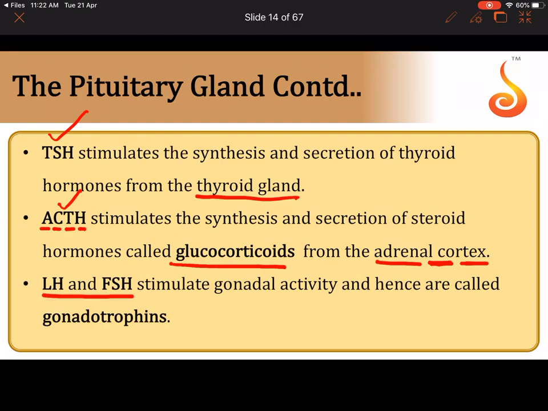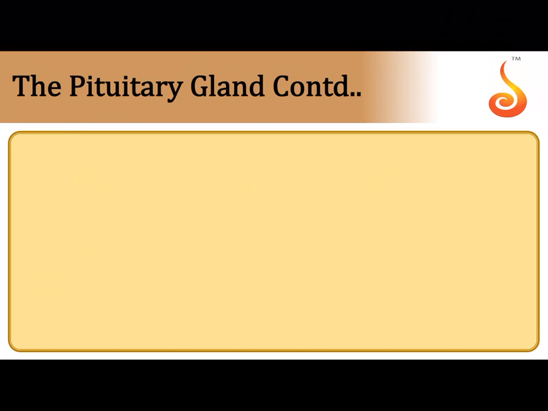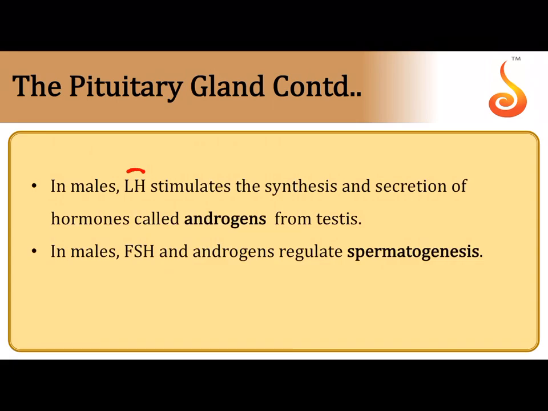Then we have LH and FSH, which are released by the anterior pituitary. Again, please remember, here we are talking about the adenohypophysis or anterior pituitary, and LH and FSH are called gonadotropins because they have a tropic or stimulatory effect on the testis and ovary. In males, what does LH do? In males, the luteinizing hormone or LH acts on specific cells called Leydig cells in the testis, and it stimulates the release of androgen.